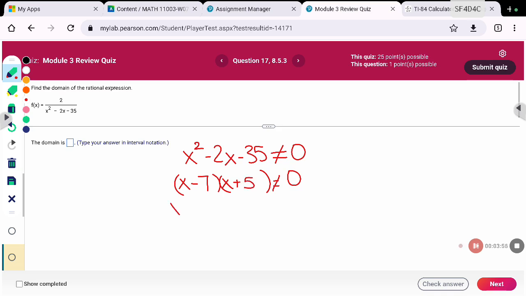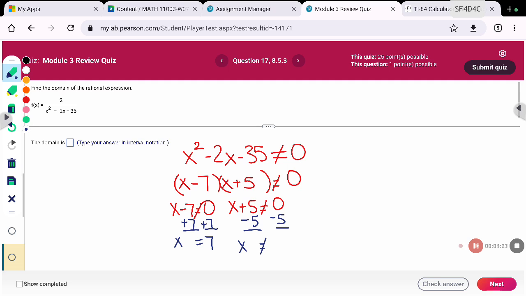Neither one of these factors, when I set them equal to 0, can equal 0, that's what I want to leave out of my domain. So when I set those to not equal 0 and solve them for x, in the first one I'll add the 7, so x can't equal 7, and on this one I will subtract the 5 to get x can't equal negative 5. So those are what I need to leave out of my domain.